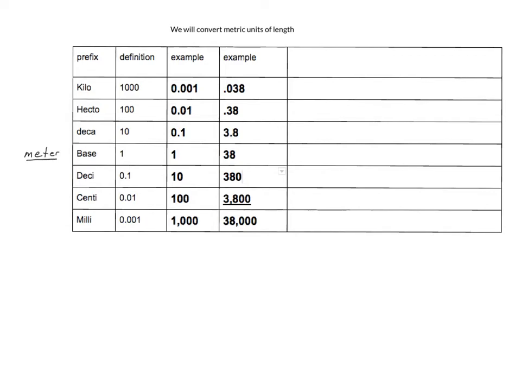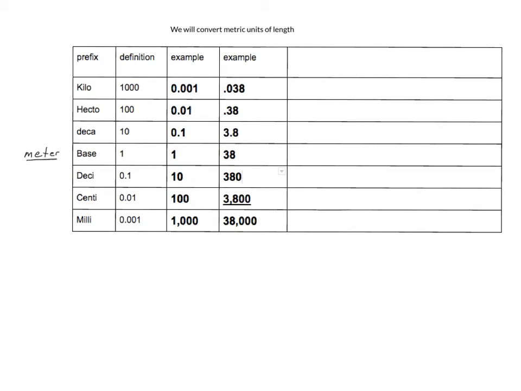So let me give you an example. If you had 1 meter, that means you have 10 decimeters, 100 centimeters, 1,000 millimeters. And you'd have 1/10 of a decameter. A meter is 1/10 of a decameter, or 100th of a hectometer, or 1,000th of a kilometer. So a meter is 1,000th of a kilometer.